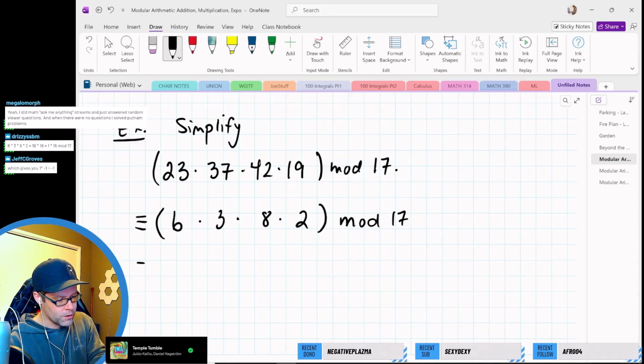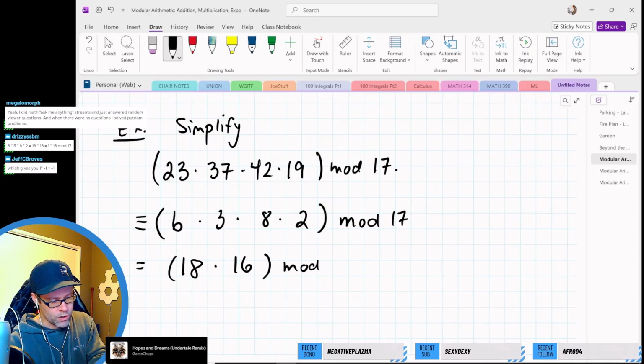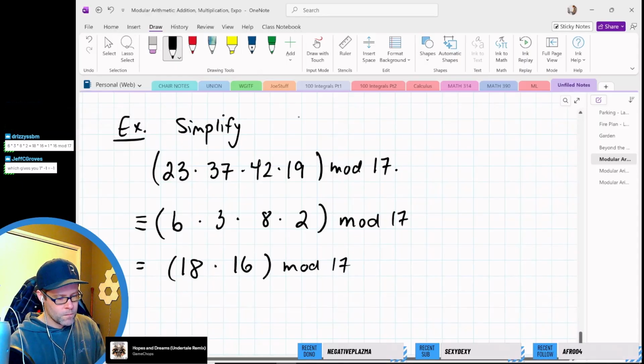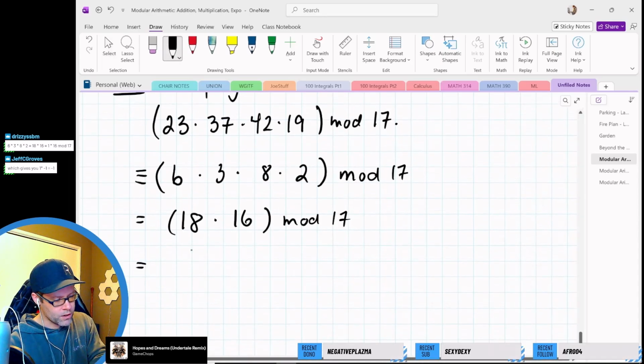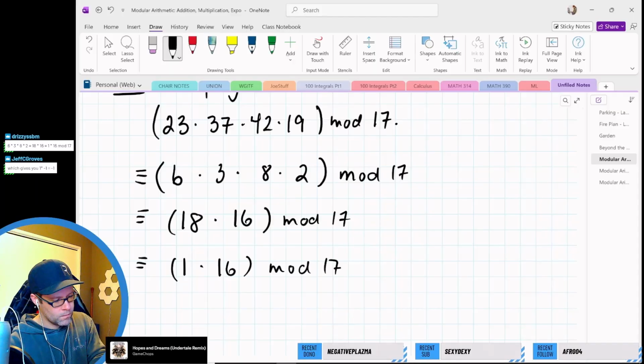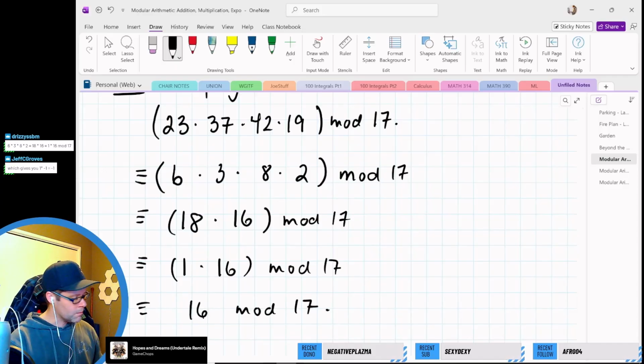So now that I have smaller numbers to work with, I can multiply these numbers and maybe go 6 times 3 is 18, 8 times 2 is 16, and then I can repeat this procedure over again. So I know, for example, 18 has a remainder of 1. And then finally, 1 times 16 is 16. So all of this reduces down to 16 modulo 17.